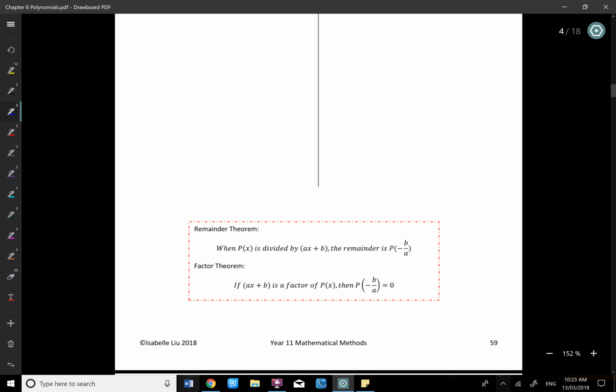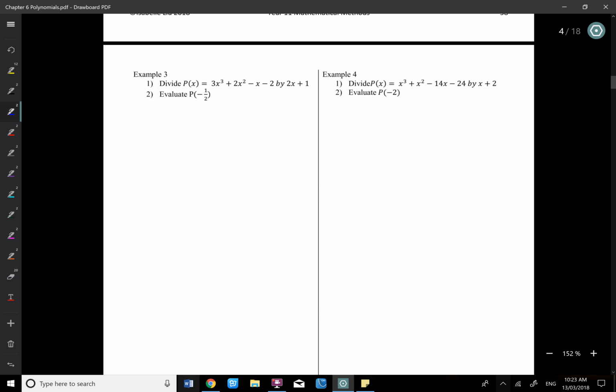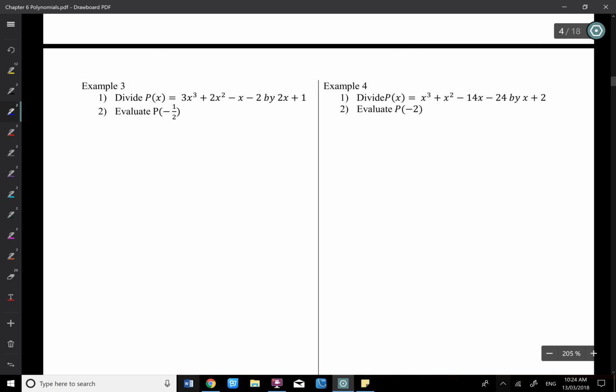I want you to use the rest of the time to do the question on page 59. Divide the polynomials and then evaluate p(negative a half) and p(negative 2) for each of that. Okay, just try to do that now. Yes, divide as well.